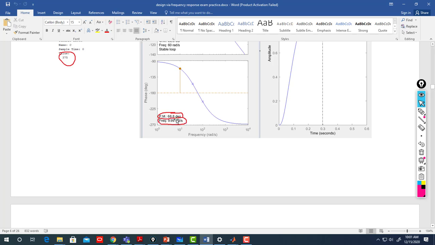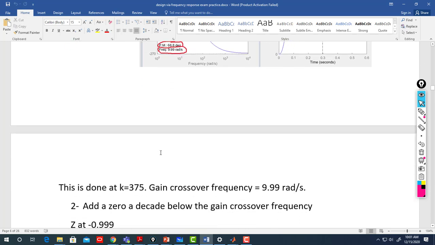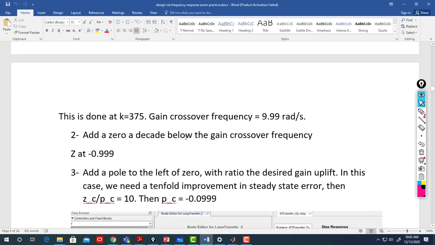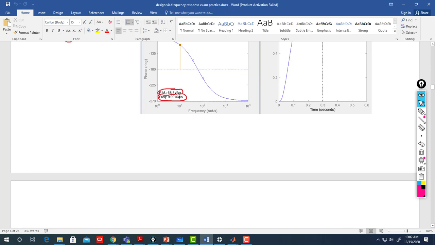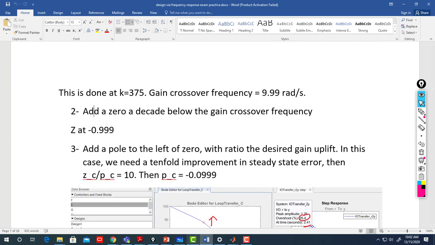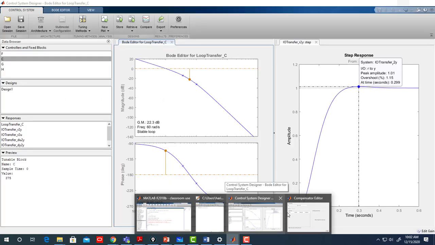By looking at the frequency now, which is around 10, add a zero a decade below the gain crossover frequency. A decade below 10 is 10 over 10, which is 1, or 0.9. So then the second step is to add a zero a decade below the gain crossover frequency that's obtained by increasing the phase margin by 10. Then I go and add a zero at 1.